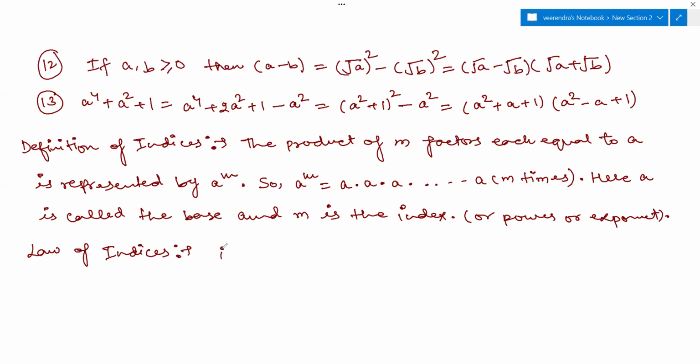First is a power m plus n, means if we have addition in power, that will be broken into multiplication. Means a power m into a power n. Means from this side, if you look at it, if the base is same, the power will add. Or if we have power in addition, we can break it to multiplication like this, where m and n are rational numbers.